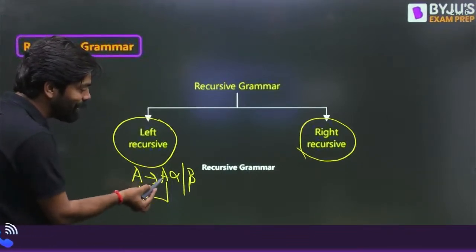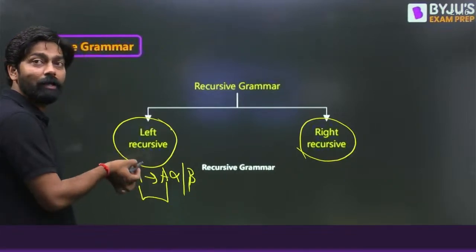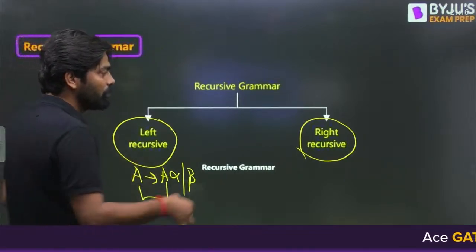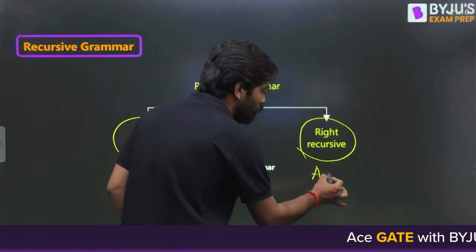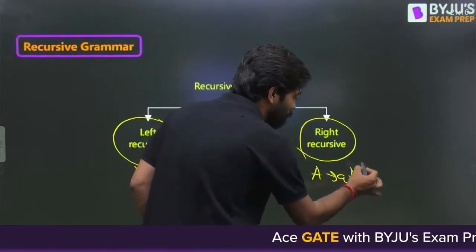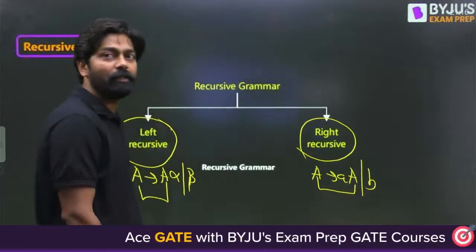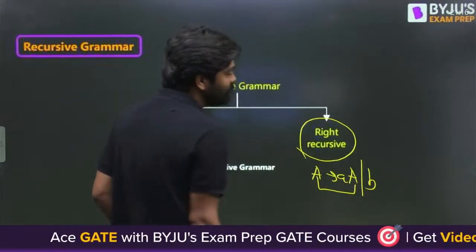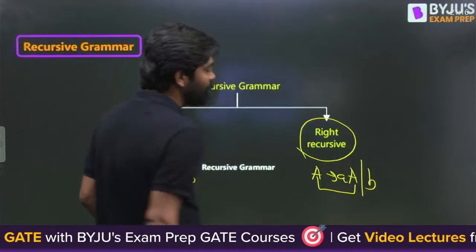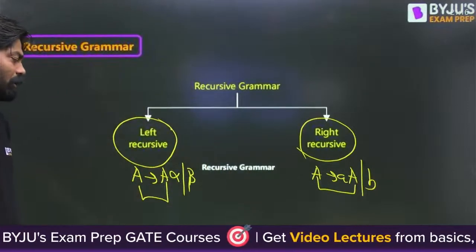What is the leftmost variable? A. It is the same only. It is nothing but, my dear friend, left recursion. What is the meaning of right recursion? A goes to A oblique B. See here, this is nothing but right recursion. In the right hand side, if the rightmost variable is the same, it is nothing but right recursion.